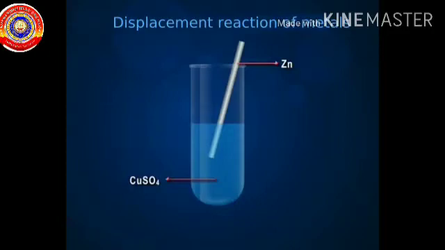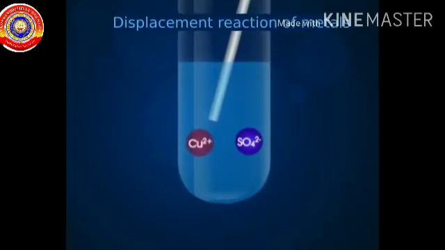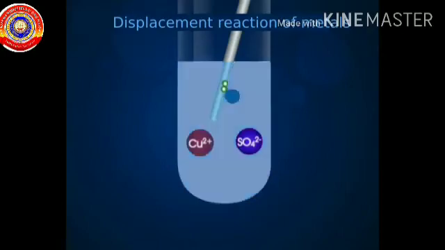In copper sulfate, positively charged copper ions and negatively charged sulfate ions are present. Zinc is more reactive than copper. Hence, zinc donates 2 electrons and goes into solution as Zn2+ ions. These ions react with negatively charged sulfate ions and form zinc sulfate.